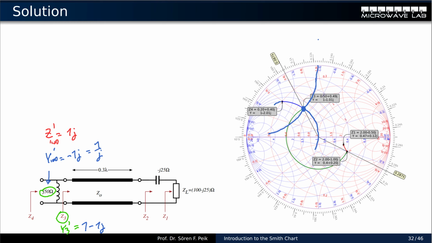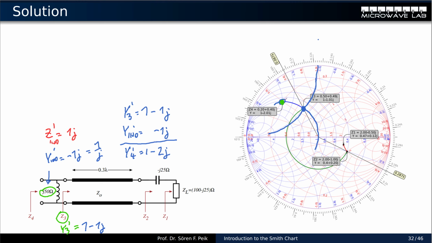So we had 1 minus 1j. Now we have to add minus 1j. So we add up at 1 minus 2j. So we add this point now. So once again, y3 prime was 1 minus 1j. The y value of my inductor is minus 1j. That makes y4, the total admittance, 1 minus 2j. And this point is this point over there.